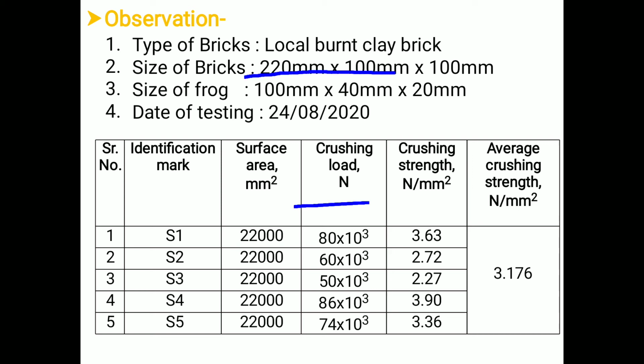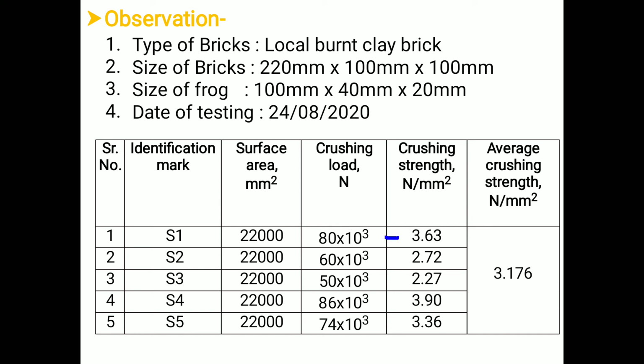So the crushing load is 80 into 10 raised to 3 Newton for the first brick, 16 into 10 raised to 3 Newton for the second brick, 15 into 10 raised to 3 Newton for the third, 86 into 10 raised to 3 for the fourth brick, and 74 into 10 raised to 3 Newton for the fifth brick. Once you know the value of surface area and the crushing load, we can easily determine the crushing strength, given in Newton upon mm square. First, we take 80 into 10 raised to 3 divided by 22,000. It gives the crushing strength 3.63.